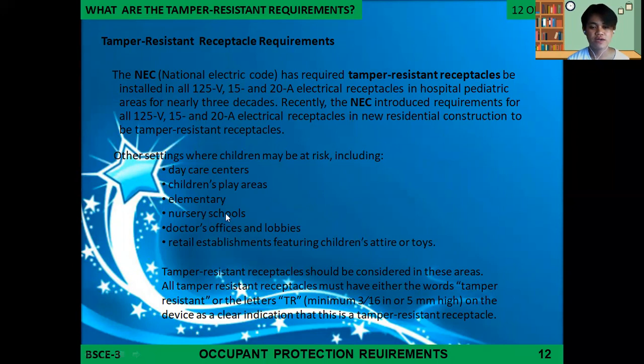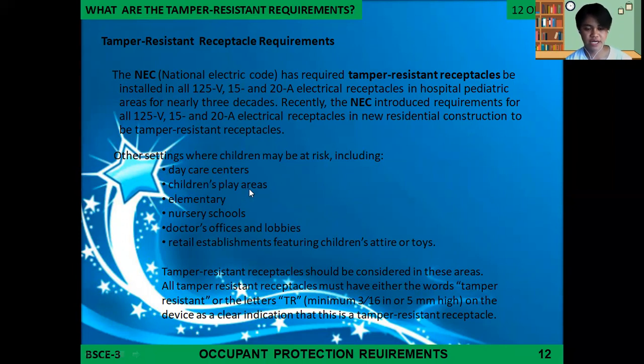Ito siya ang isa sa mga required ng National Electric Code na maglagay ng tamper-resistant receptacles. Isa na dito ang daycare centers. Siyempre, daycare centers dito nag-aaral yung mga anak natin. Hindi natin maiiwasan na baka paglaruan nila yung mga socket natin, mga receptacles, makuryente, masunog, lahat pwedeng mangyari.